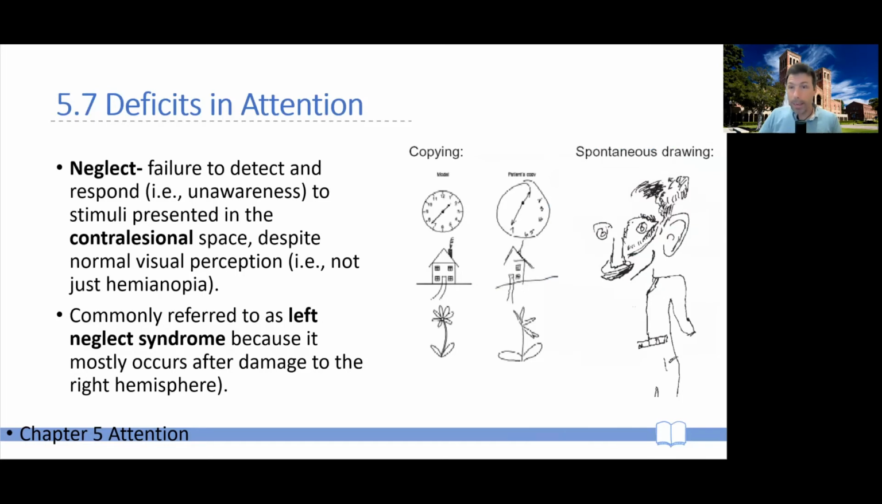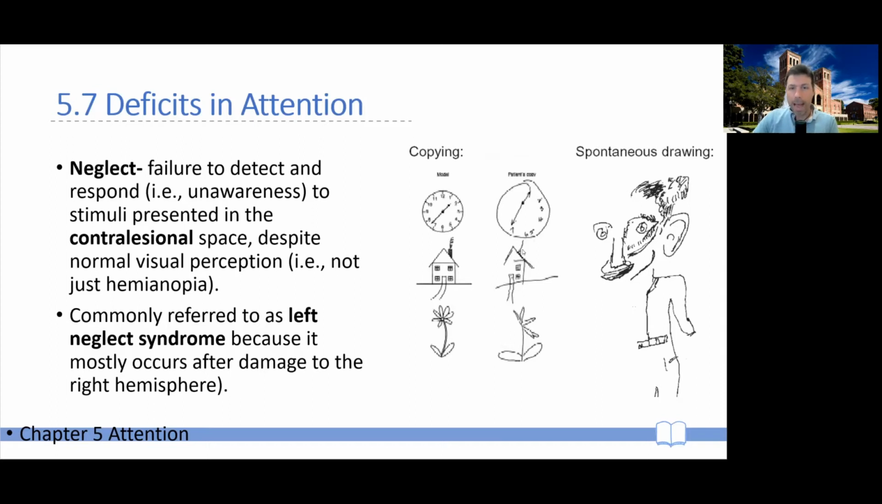And you can see this in a number of different ways. For example, if you ask them to copy a drawing, and you can see here 3 originals, these are actual drawings of patients who are trying to copy those original drawings. And you can see it's very striking. Essentially, the left side of objects seems to be missing. And I'll get back to this in just a moment.